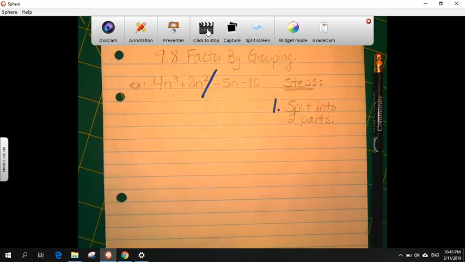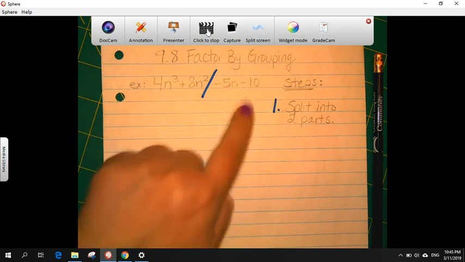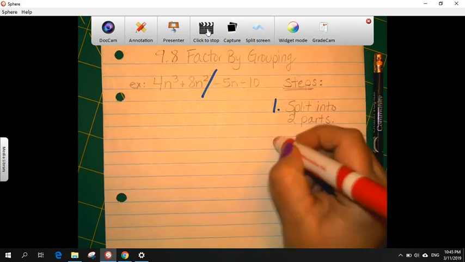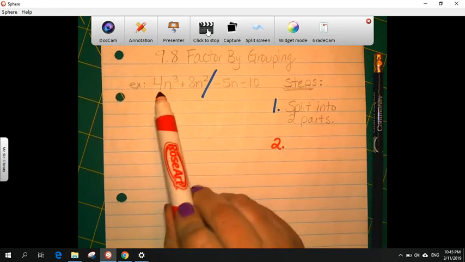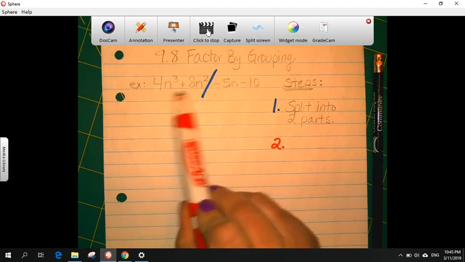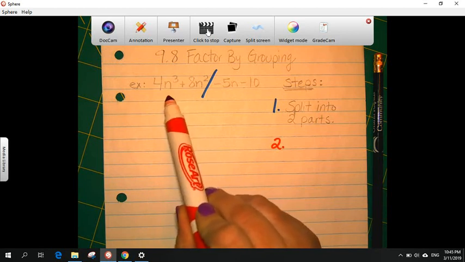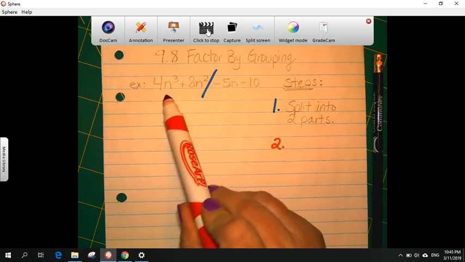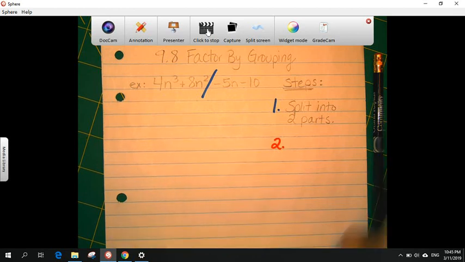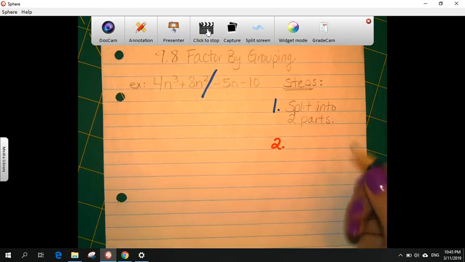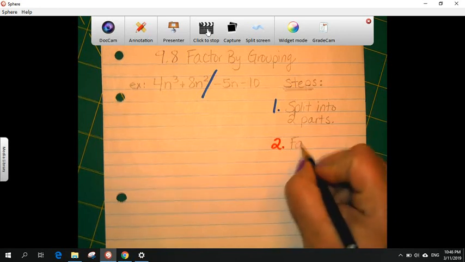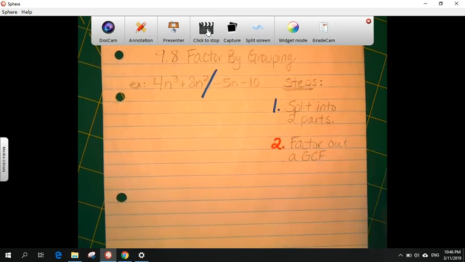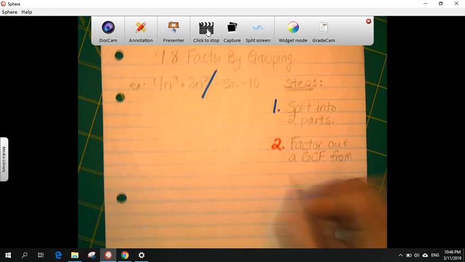Okay, so we split it into 2. We're going to deal with this half first, and then we're going to deal with this half second. Okay, step 2 is now to look at each half. So I'm only going to deal with these 2 terms at a time, and I'm going to look for a greatest common factor that divides into both of these terms. So step 2 is to factor out a GCF, greatest common factor, from each half.